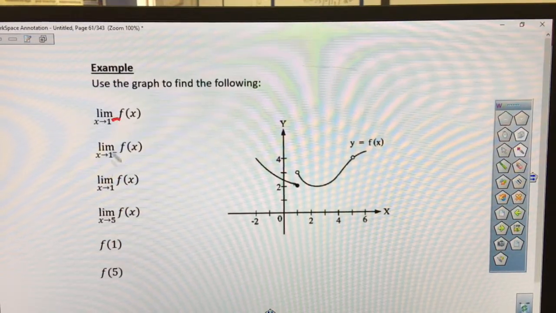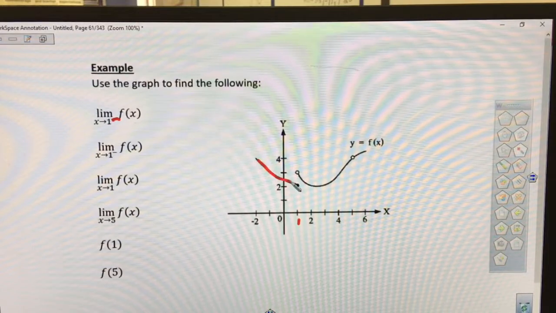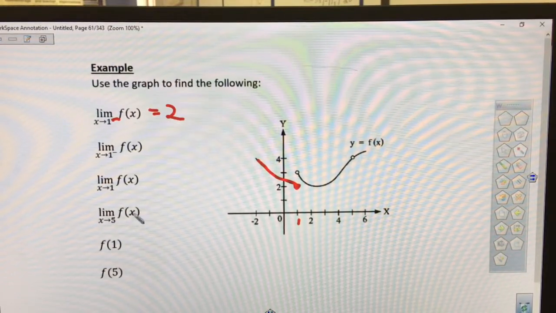As I approach 1 from the left, as I approach x value 1 from the left, what y value do I get close to? 4. The y value.